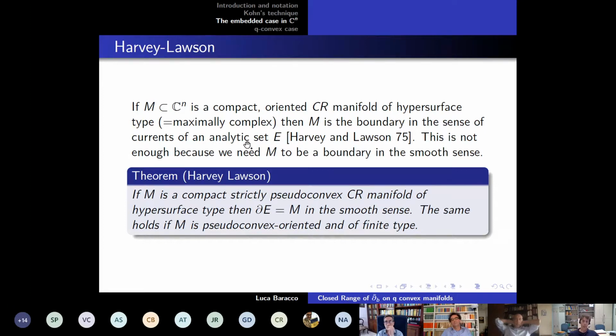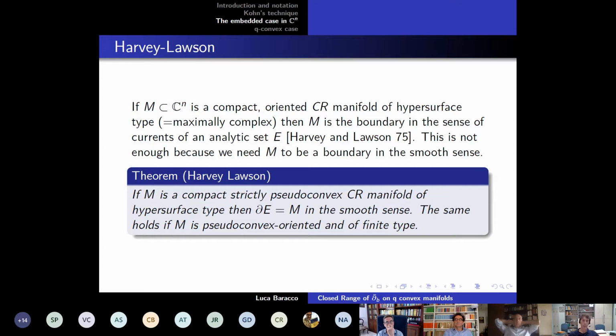So this is not enough. We cannot use a cone strategy yet because we need M to be the boundary of a manifold in the smooth sense, and E in general is not smooth.